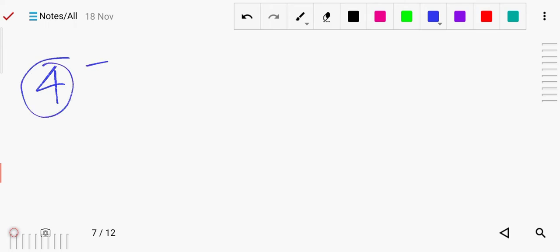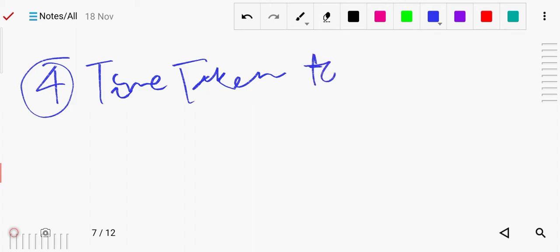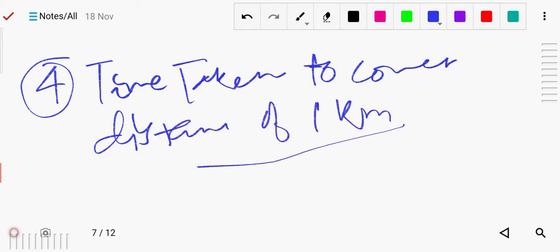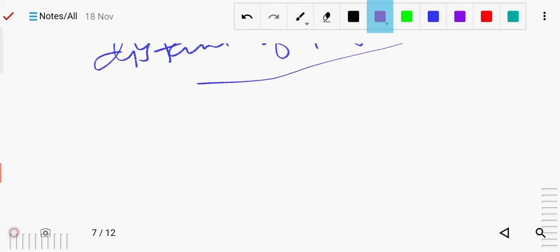Question number 4, time taken. You just write: time taken to cover a distance of 1 kilometer. Okay, time taken to cover a distance of 1 kilometer. So you just solve it.